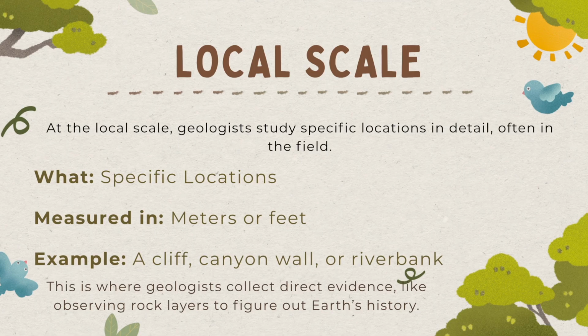Local scale. At the local scale, geologists study specific locations in detail, often in the field. So this would mean they'd be measured in meters or feet. An example of this would be a cliff, canyon wall, or riverbank. This is where geologists collect direct evidence, like observing rock layers to figure out Earth's history, like we've seen in sedimentary rocks.